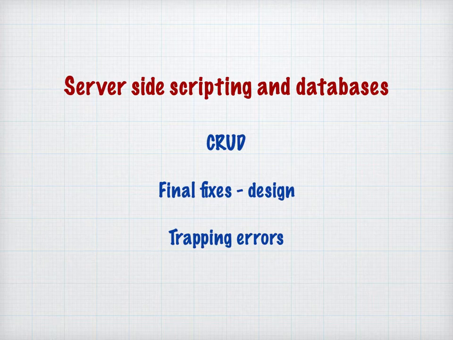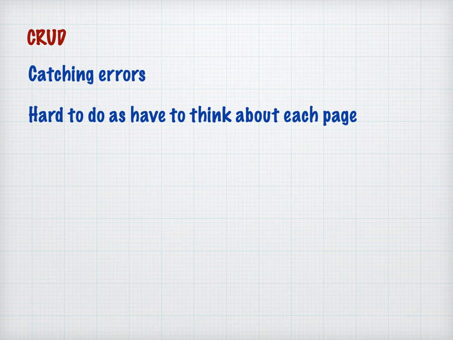So let's look at the second part of this, which is to do with trapping possible errors that we could get in our CRUD site. Now, this is quite complicated in that what we really need to do is look at each page and try and deduce what are the kind of mistakes that people could make when they were using the site, interacting with it, entering information.